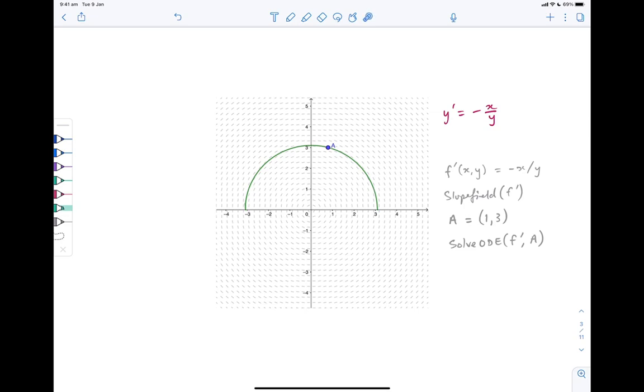And then this will appear, and if you move A around, then it'll change the solution curve, and if you put A down here, you'll get an upside down one, okay?